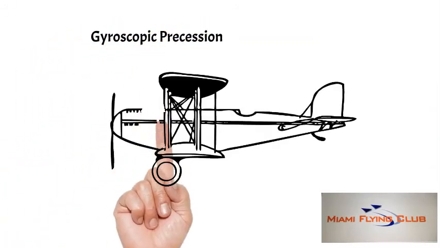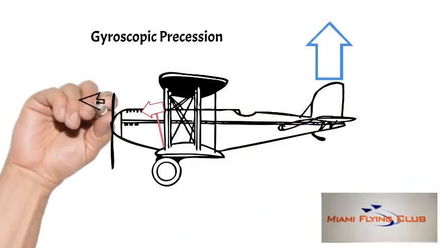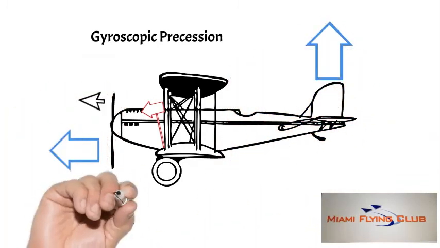Gyroscopic precession is the result of a deflective force applied to a rotating body. The resultant action occurs 90 degrees later in the direction of rotation.